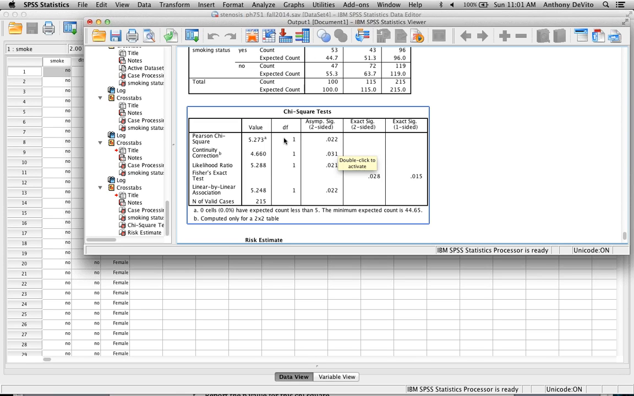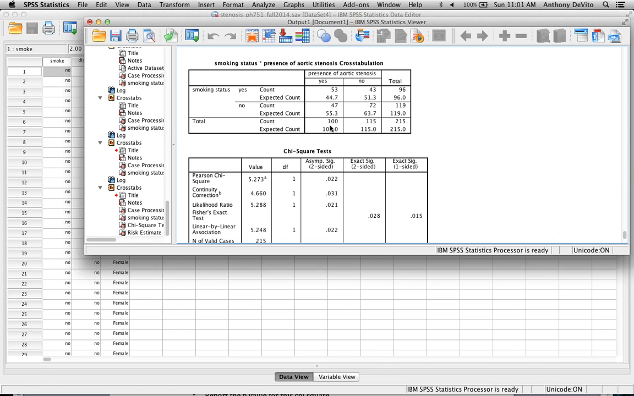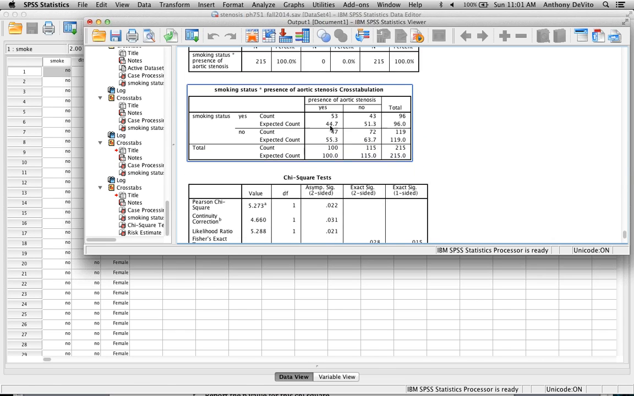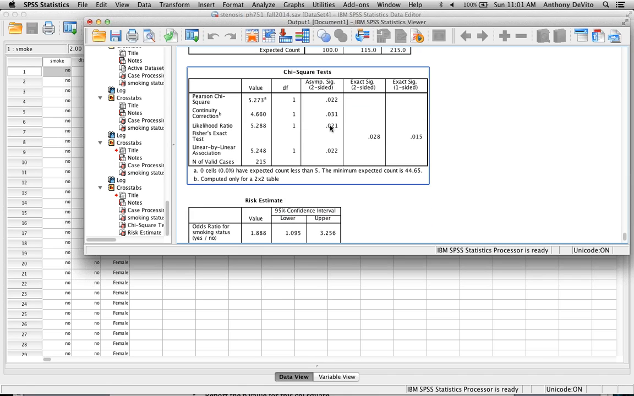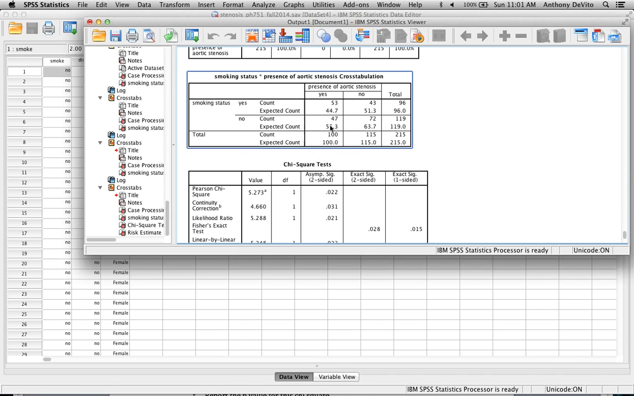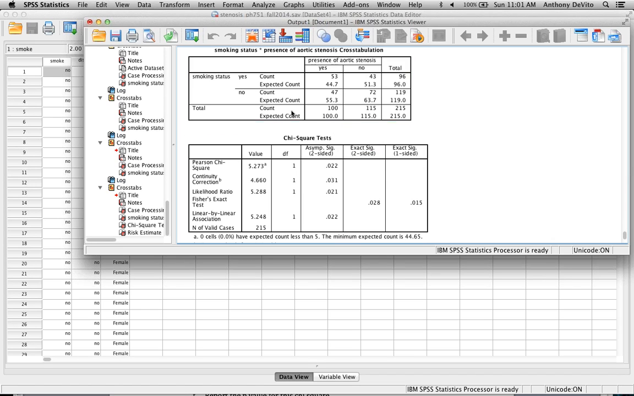but I don't even really have to know that because SPSS calculates my p-value, or probability of being wrong if I reject the null hypothesis. We didn't mention the null hypothesis yet, so maybe I should bring it up now. The null hypothesis is that there's no association between smoking and the presence of aortic stenosis. And the alternative hypothesis is that there is an association, that the observed numbers are different enough that the differences are not due to chance.